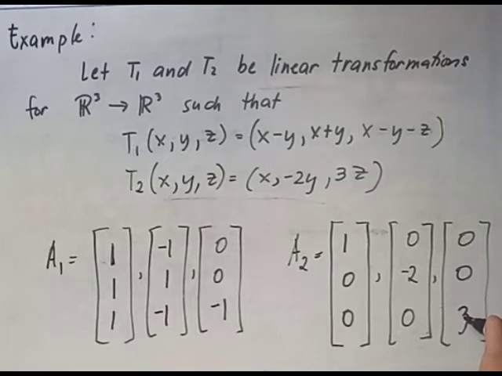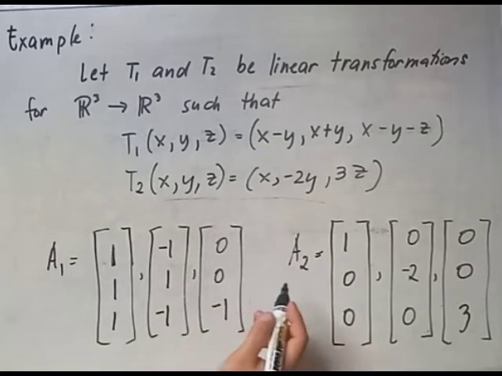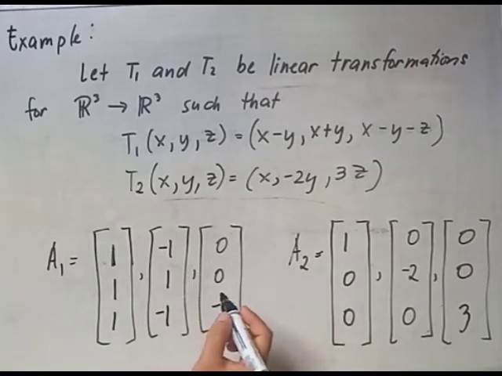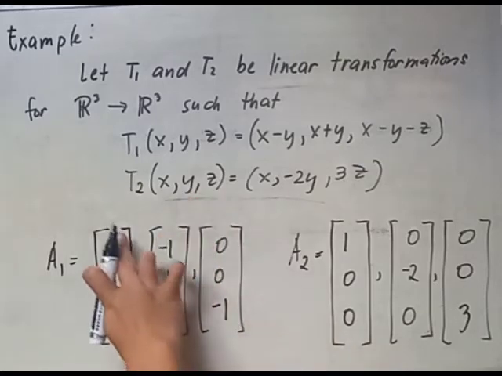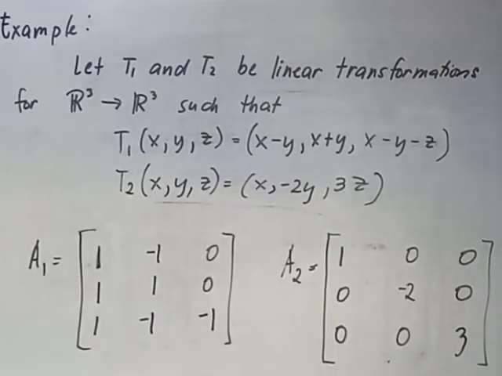So let's put this into a matrix. These are the vectors of each transformation, and we have to put them into a matrix. And these are now the standard matrices for each transformation. We have matrix A sub 1 and matrix A sub 2. And now we're ready to take their composition.